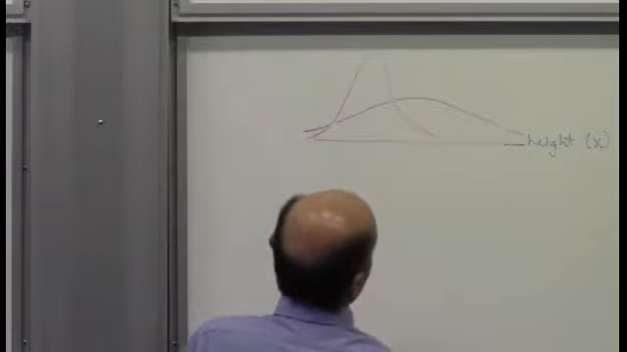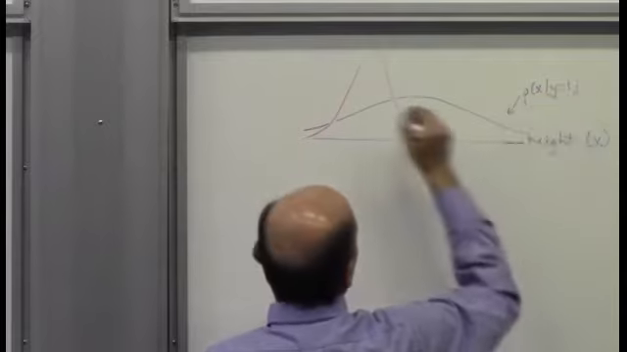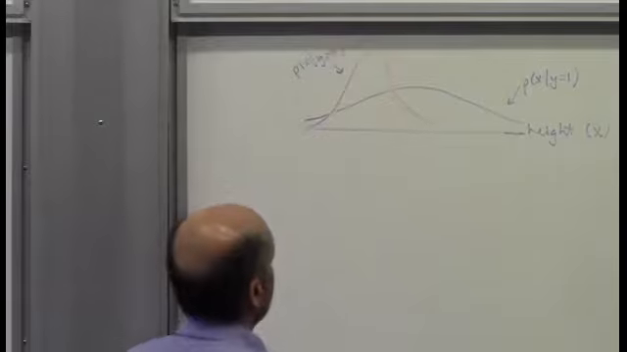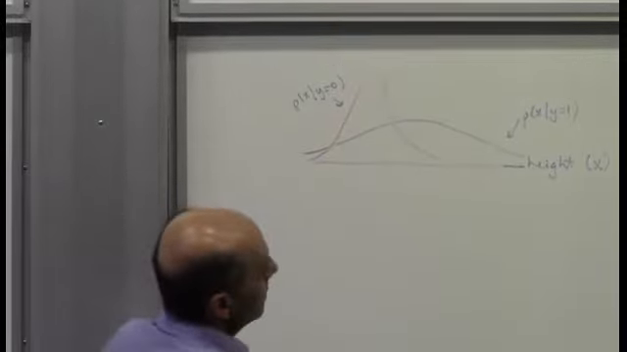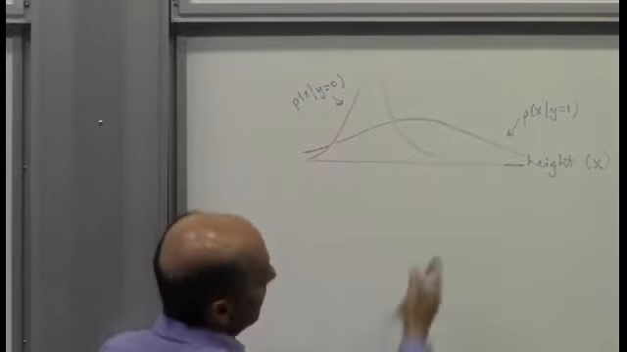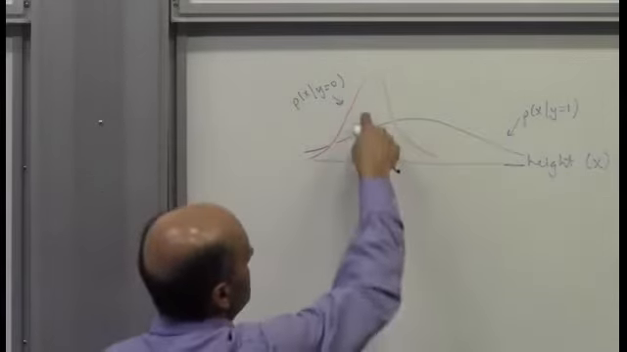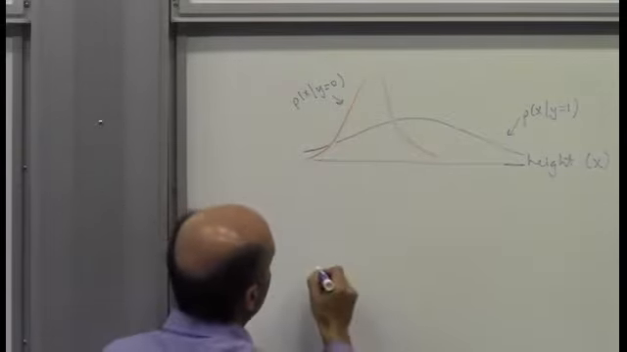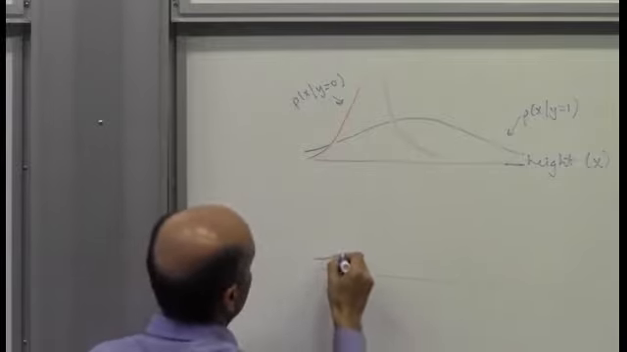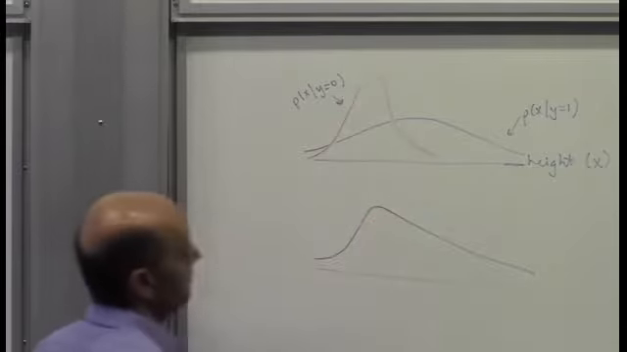So what I'm plotting here is P of x. What is the marginal probability? What does P of x look like? Suppose again that my prior probability is 0.5, so they're equally likely. I multiply these by 0.5 and add them up. And of course what I'm going to get is a long tail.